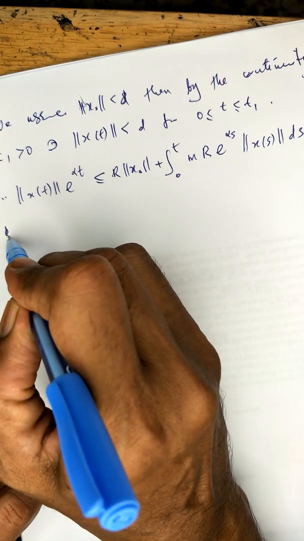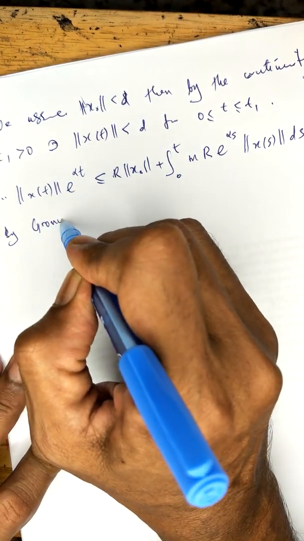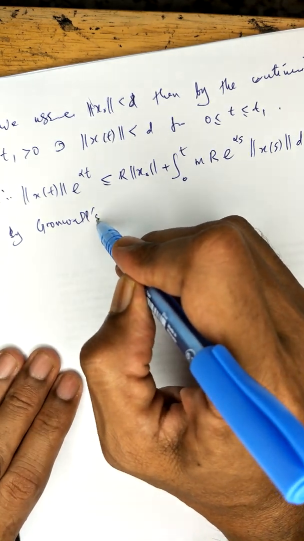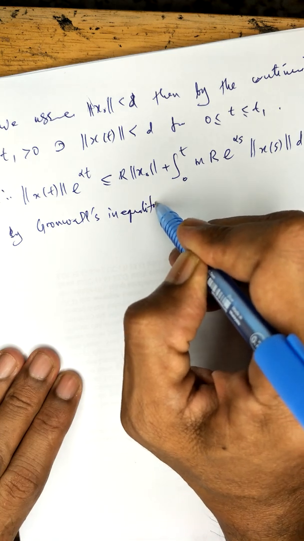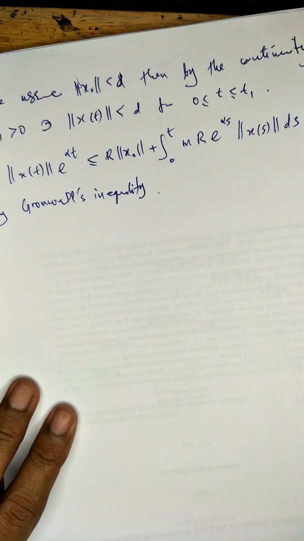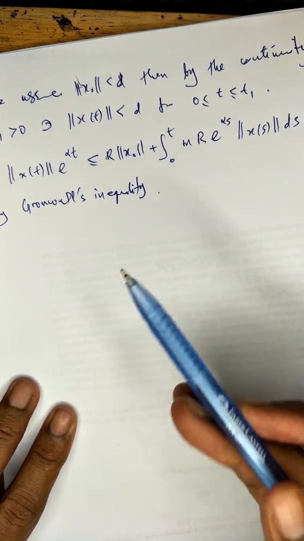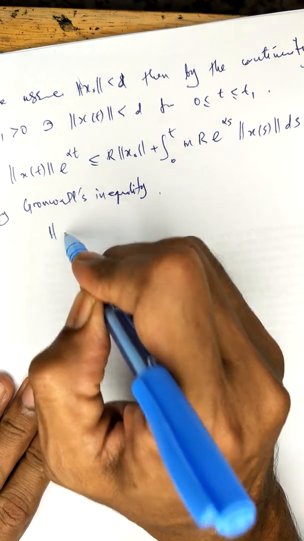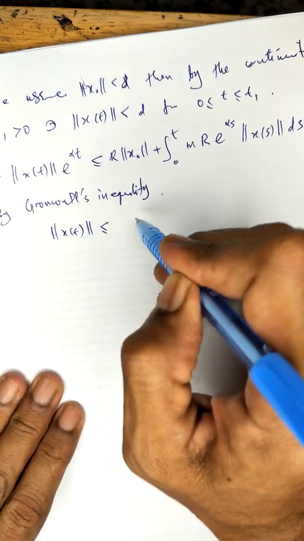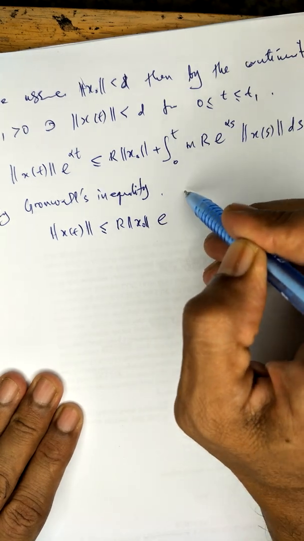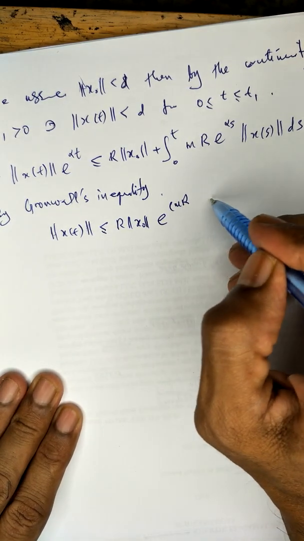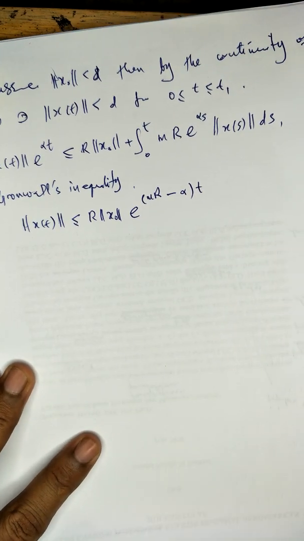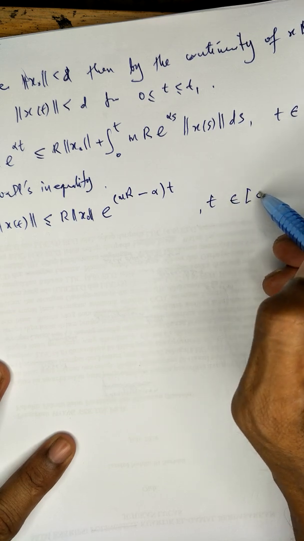Then you can use what we call Gronwall's inequality. You can search and find it. What is Gronwall's inequality? It gives the relationship between the norm, I mean, that involves an integral. So we have the norm of x(t) less than r norm of x naught e to the (m r minus alpha) t, for t in 0 to t1.